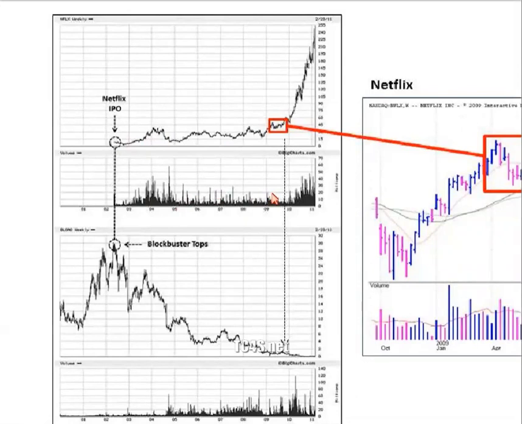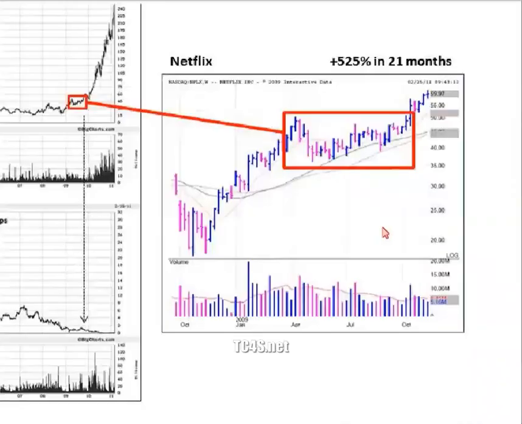But if you were watching just in your neighborhood and you start to see Blockbusters going under and mom and pop stores going under, and you knew much about Netflix, you would have maybe perked your interest up and been able to see this technical setup and taken advantage of this. So you'll see once Blockbuster is basically smoked down to nothing, Netflix takes off and makes, of course, a huge, enormous gain. Now, this is looking at it on a weekly.